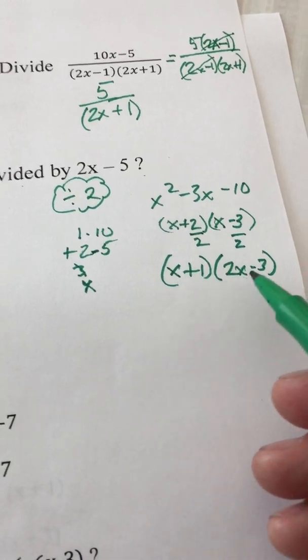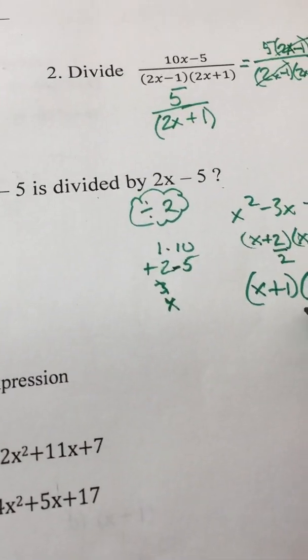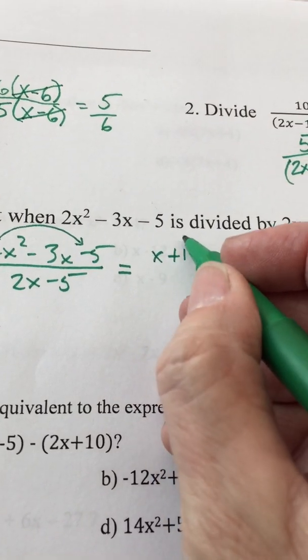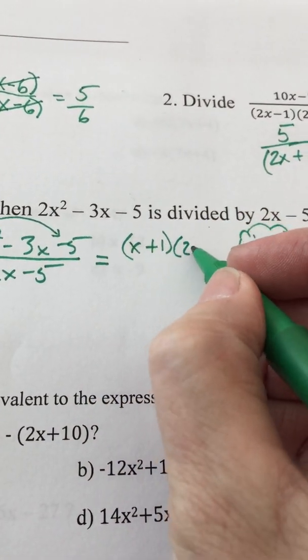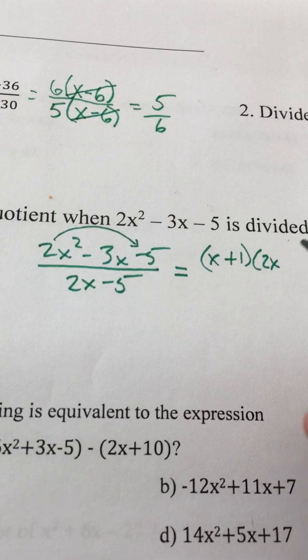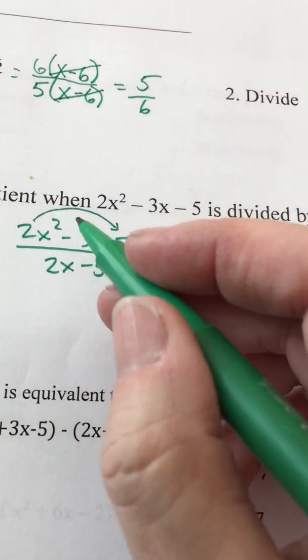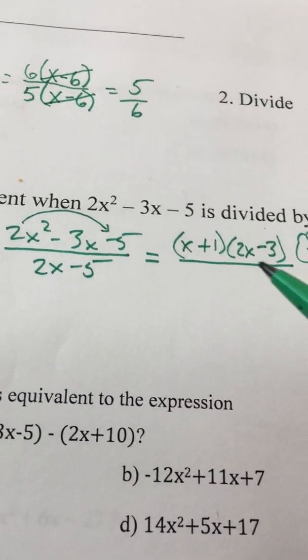Okay, so here are my two factors. I'm going to rewrite them over here. So this is x plus 1, 2x minus 3. X plus 1 times 2x minus 3. Make sure I wrote that down right. All right, so all we did was factor that top thing over here using that slide and divide technique.